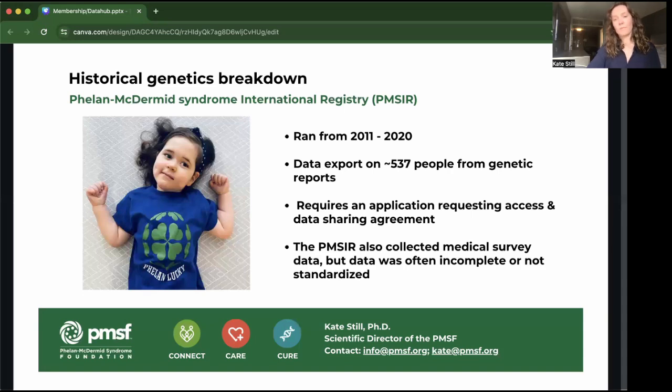But we also heard from scientists that the data was sometimes difficult to analyze because not all questions were required to be answered, or questions came from different surveys, so they weren't entirely standardized. So we have been working to improve the registry since getting that feedback.